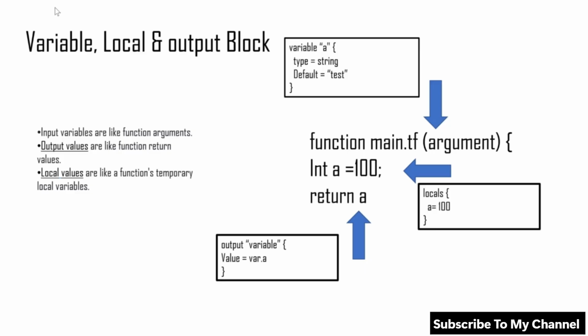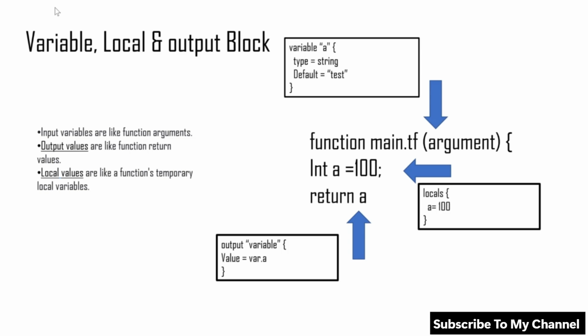So let's talk about the variable, the local and the output block. Here, for the sake of simplicity, I have considered my main.tf to be a function, and this particular function can be considered a function in any language. If this particular function takes in an argument, then that argument is basically the variable block. So here, for example, I have created a variable a, and that has a value of test. Now let's assume that you want to create a variable whose scope is only limited to your main.tf. Then you would create a local block. So for example, here I've created a local block called a that has a value of 100.